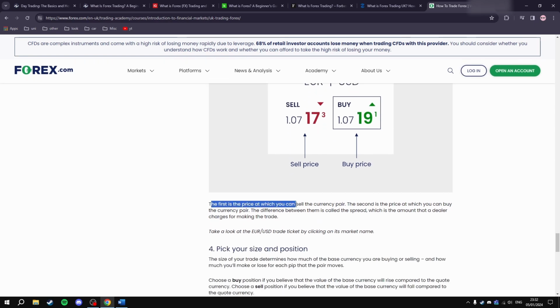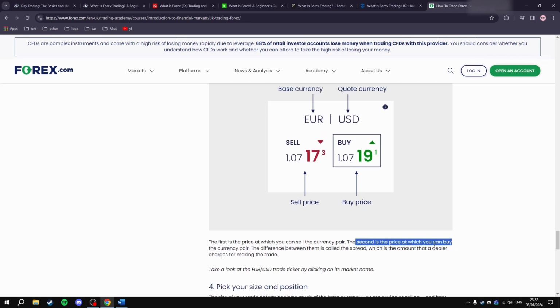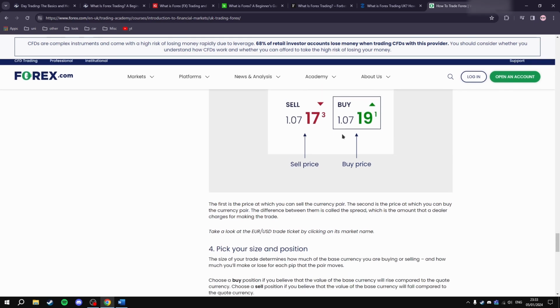The first is the price at which you can sell the currency pair. The second is the price at which you buy the currency pair. The difference between them is called a spread, which is the amount that the dealer charges for making the trade. Take a look at the EUR trade ticket by clicking on its market name.